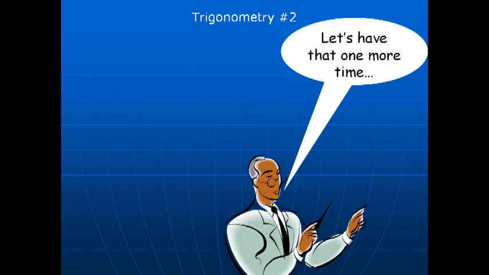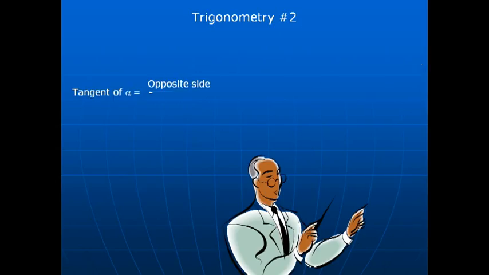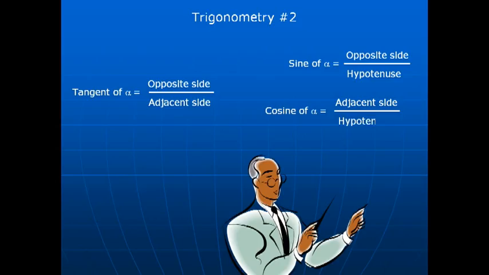Let's have that one more time. Tangent of alpha equals opposite side over adjacent side. Sine of alpha equals opposite side over hypotenuse. Cosine of alpha equals adjacent side over hypotenuse.